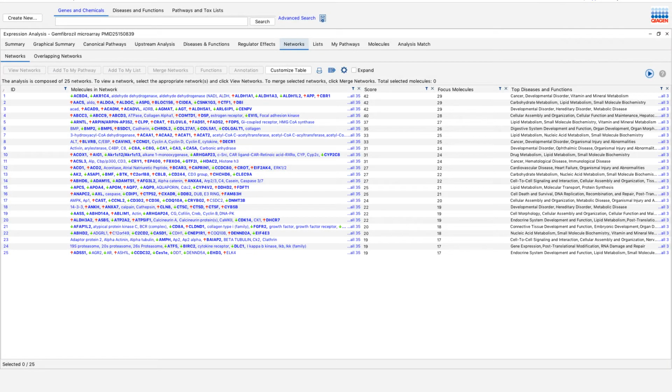IPA's interaction networks help you understand how groups of dataset molecules might work together, whether by physically interacting as proteins or acting on each other via less direct mechanisms. These highly interconnected molecular networks are annotated with their likely biological functions, which can help you understand how they contribute to the biology occurring in your experiment.